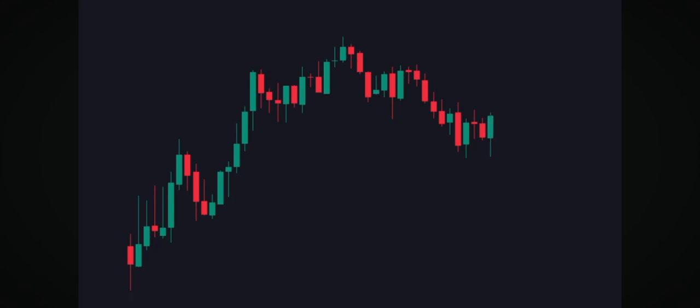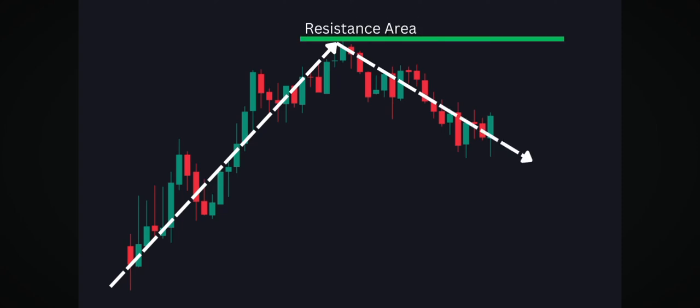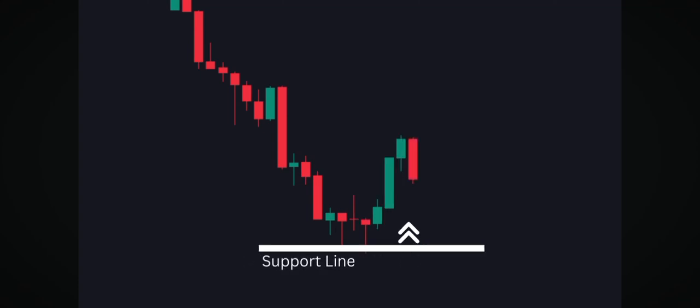In such cases, identify major price swings and draw support and resistance levels accordingly. For example, if the price rises to a point and then falls, draw a resistance line at that point. The same applies in a downtrend. If the price drops to a certain level and then rises, draw a support line there.